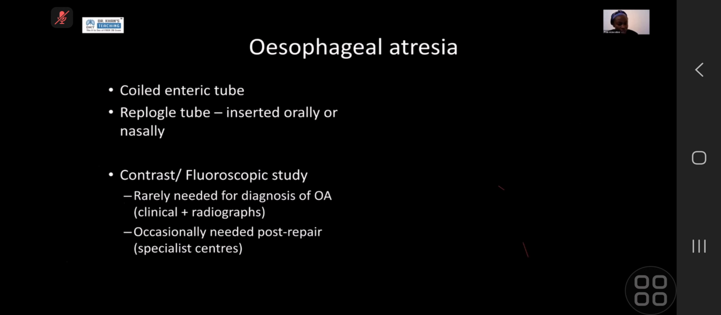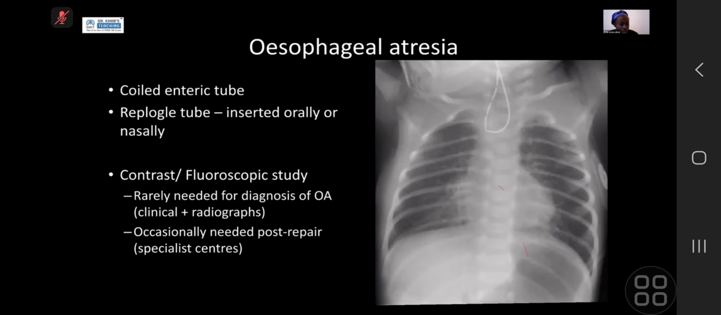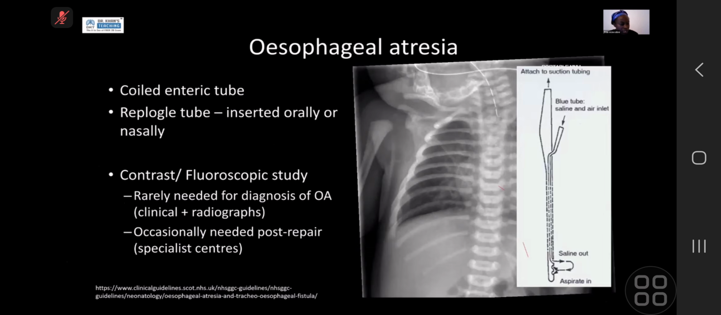We can also sometimes see a thing called a Replogle tube. I'll just show you the picture of it. So this is a Replogle tube here. Sorry, my pointer's gone. I'll just put it back on. This is your Replogle tube here. Basically it's a double lumen tube, and it goes into the proximal pouch and drains the proximal pouch. It helps because the patient will be swallowing their secretions all the time, so they need to have that drained.